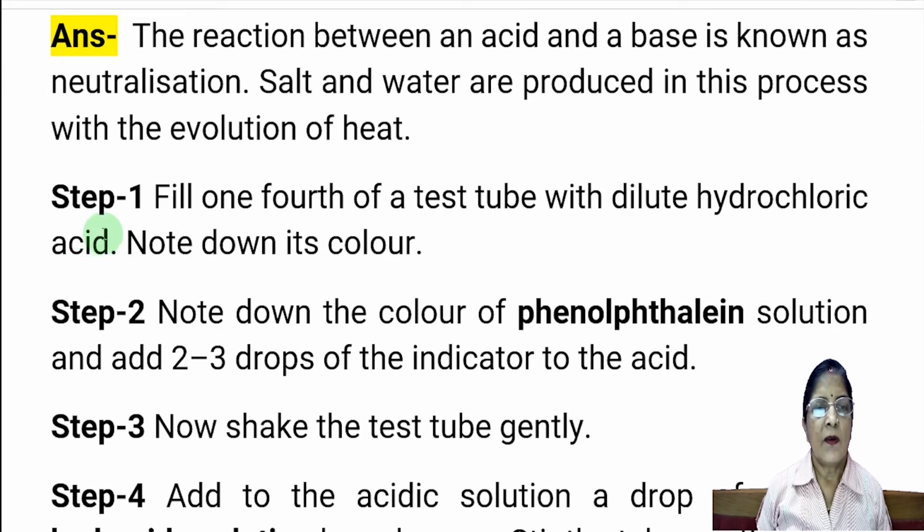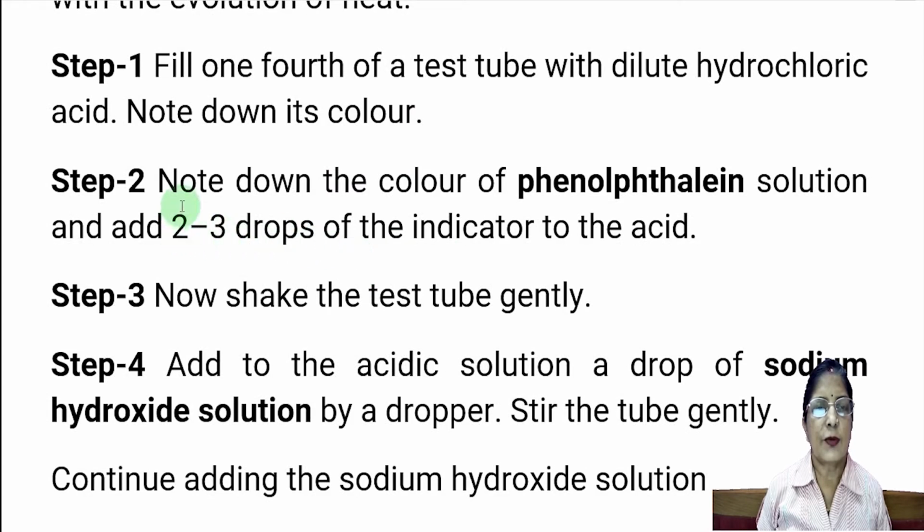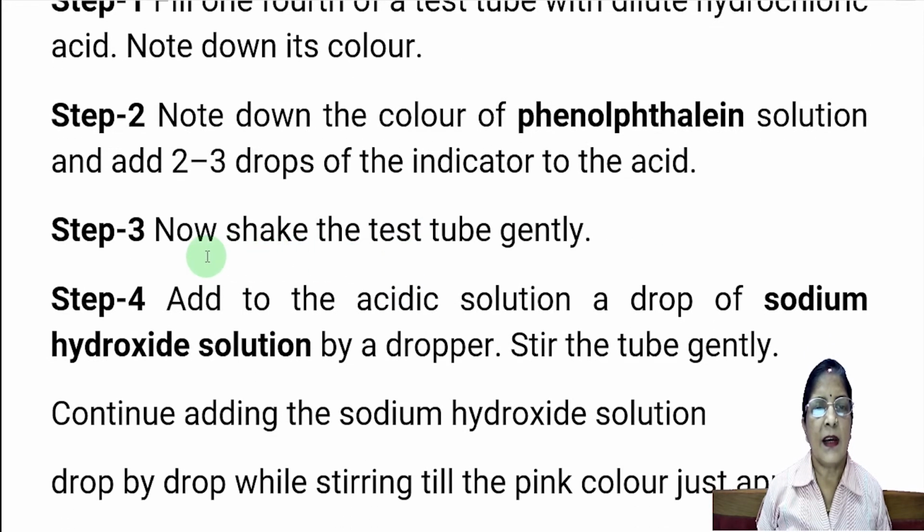Now step 1 for the neutralization reaction. Fill 1/4 of a test tube with dilute hydrochloric acid. Note down its color. Now step 2. Note down the color of phenolphthalein solution and add 2 to 3 drops of the indicator to the acid. Now step 3. Now shake the test tube gently.